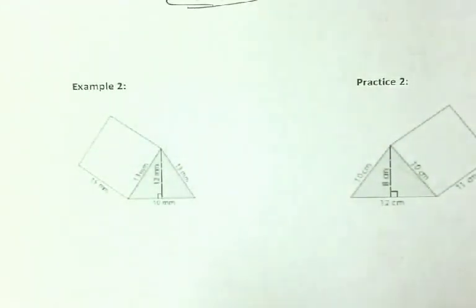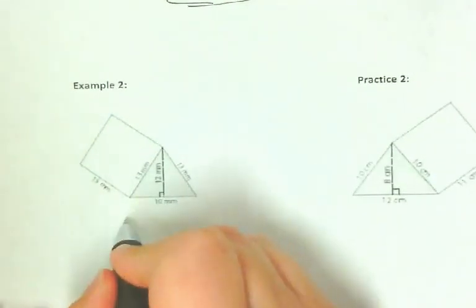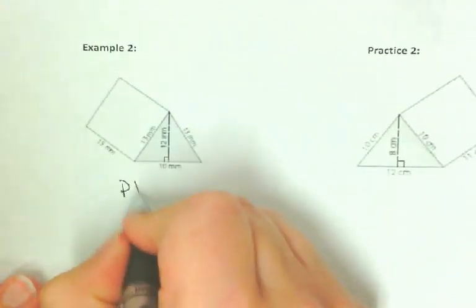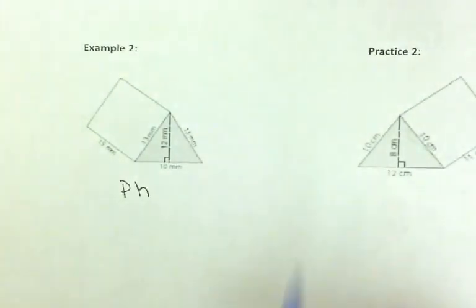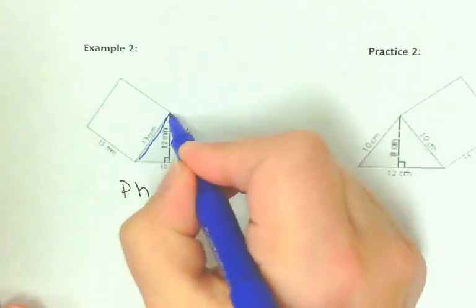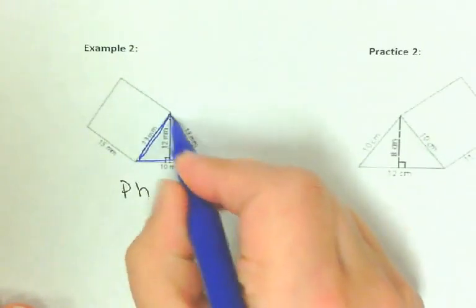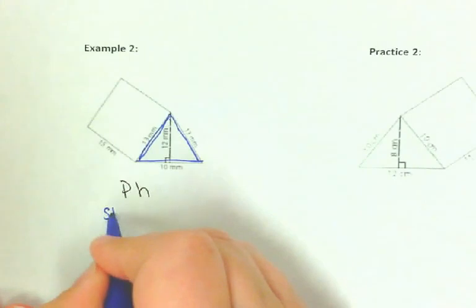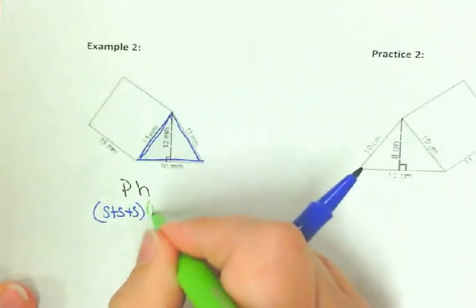Alright, let's go ahead and look at our example for a triangular prism. Okay, so for a triangular prism, our base is going to be the triangle. Okay, our base is the triangle. Okay, we're still going to have the perimeter of the base times the height. So how many sides does a triangle have? 3. So our perimeter is going to be side plus side plus side. And then times our height.